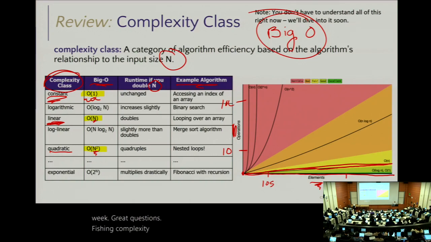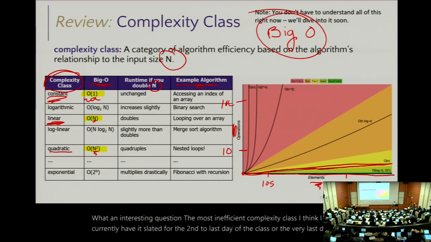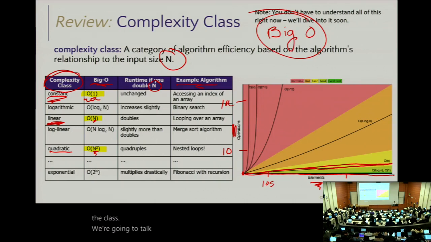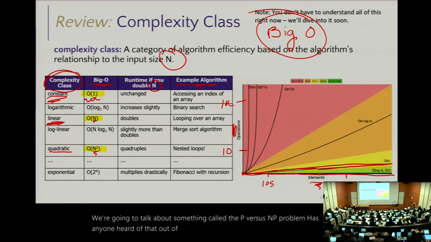Well, what an interesting question. The most inefficient complexity class. I think I currently have it slated for the second to last day of the class or the very last day of the class. We're going to talk about something called the P versus NP problem. Has anyone heard of that out of interest? Oh, okay, cool. If you have, this is me annoyingly foreshadowing.